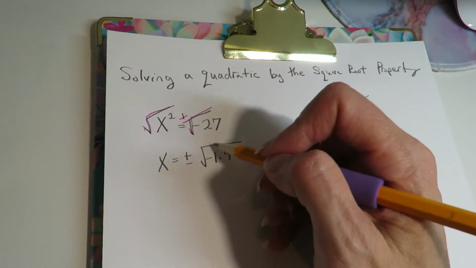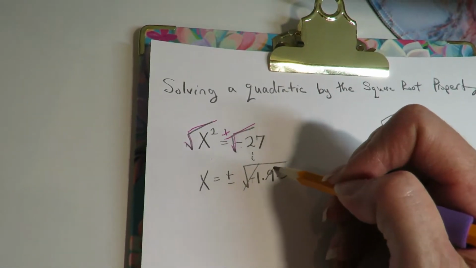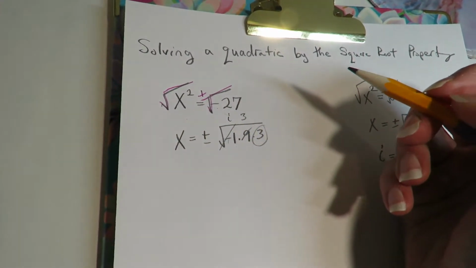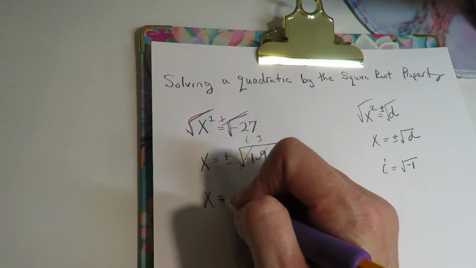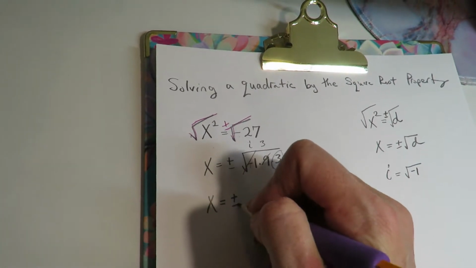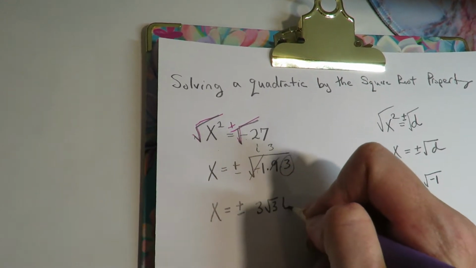All right, so let's break this down. So the negative 1 under the radical comes out as an i. The square root of 9 is 3, and then this 3 stays under. Okay, so this is going to end up being x equals plus or minus 3 radical 3 i.